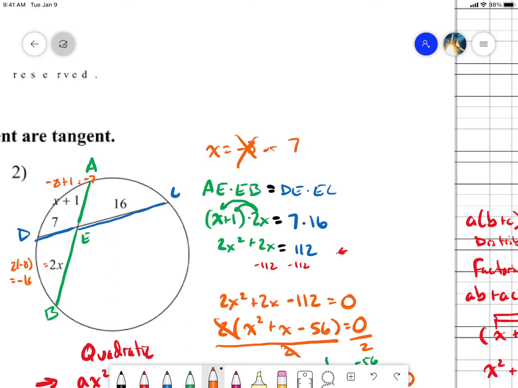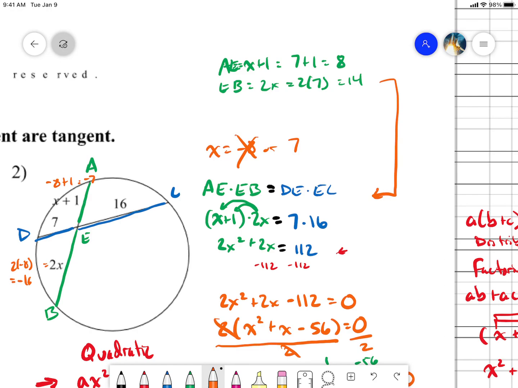So let's double check 7 now. Okay? Double check 7. So if I'm double checking 7, I get AE is equal to x plus 1, which is equal to 7 plus 1, which is equal to 8. Sorry, that should be AE. I get EB is equal to 2x, which is equal to 2 times 7, which is equal to 14. Okay? Now I still have to check it in this formula.